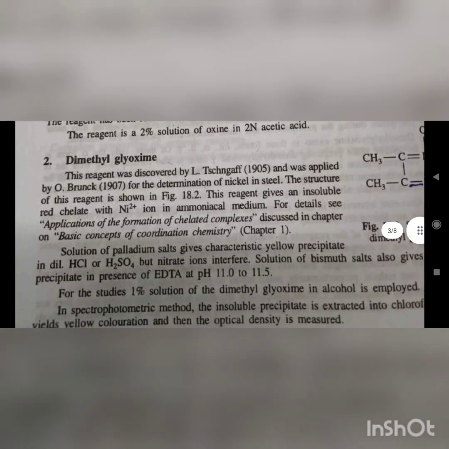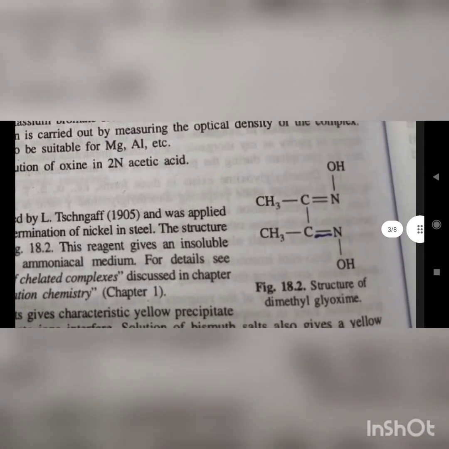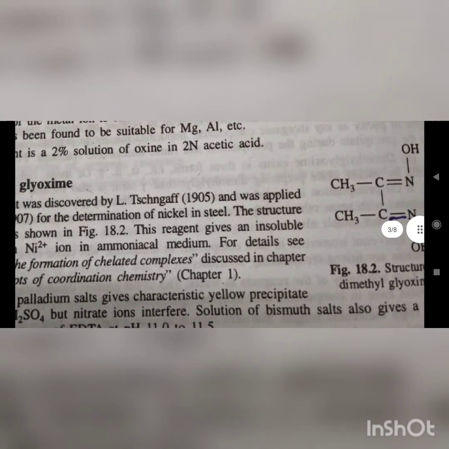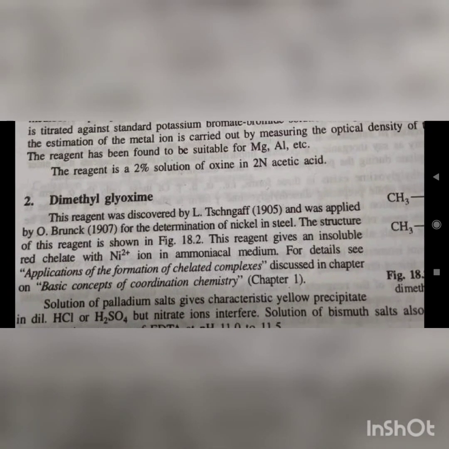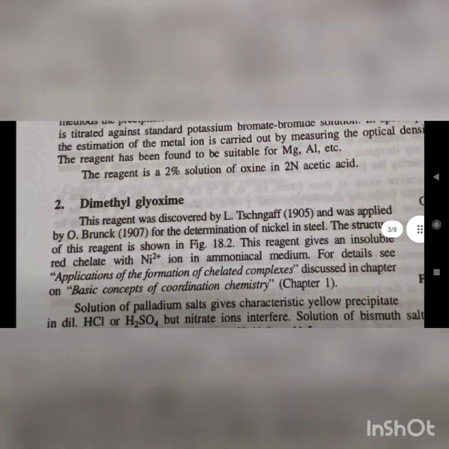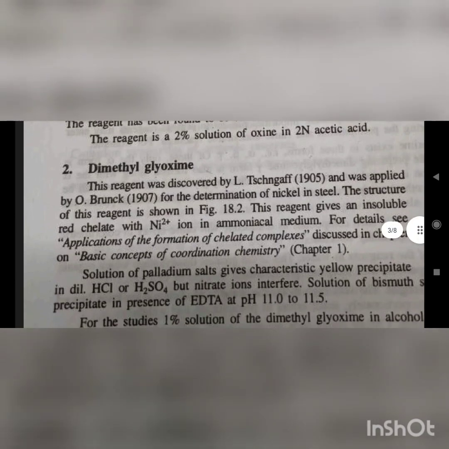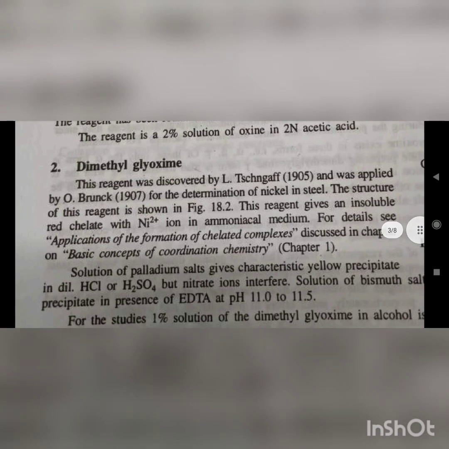Second is dimethylglyoxime. Here is the structure of dimethylglyoxime. This reagent was discovered by Tschugaeff and was applied for determination of nickel in steel. The structure of this reagent is shown. This reagent gives an insoluble red chelate with nickel 2+ ion in ammoniacal medium.